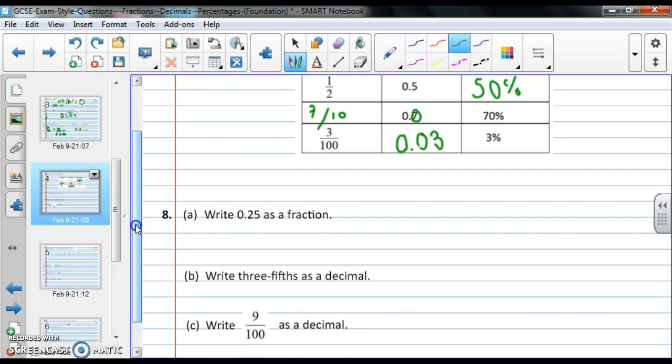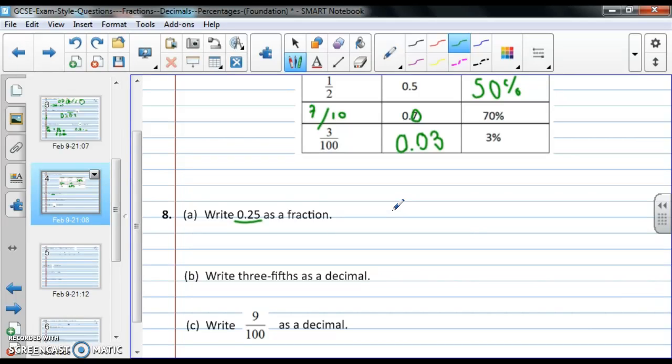Alright, 0.25 as a fraction. So again, we're going to look at our place values. I want you to try this one on your own, because I want you to think about your place values. You've got tenths and hundredths. You're going to pause the video. I want you to try it yourself, and then you can check your fraction with me. For your extension, I want you to try to simplify that fraction for me.